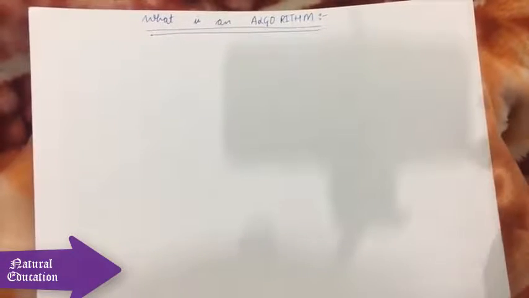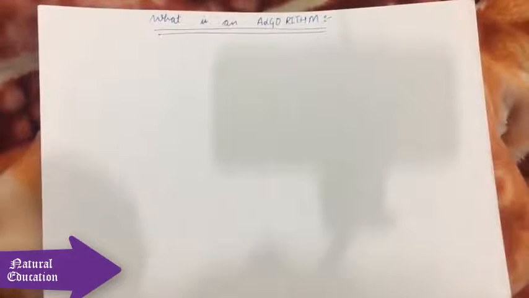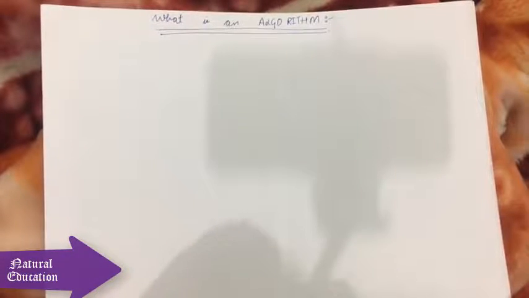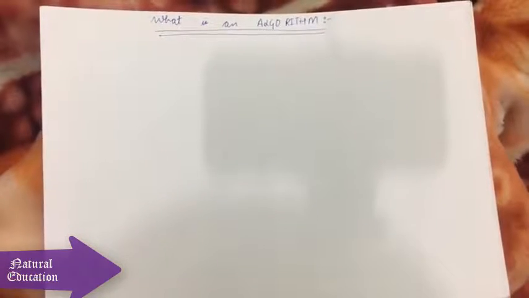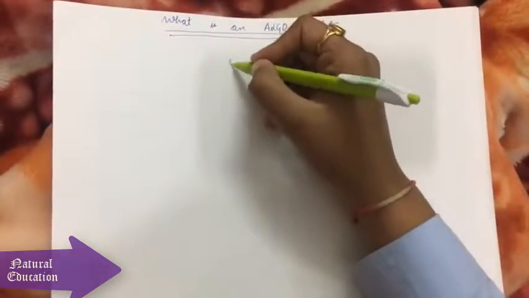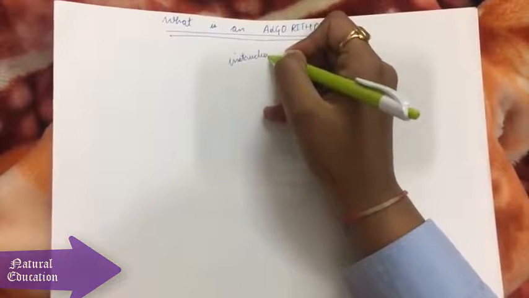Hello everyone. Today we are going to start the subject Design and Analysis of Algorithms, commonly called DAA. For this, first of all, let us know what an algorithm is. The proper definition of an algorithm is that an algorithm is a finite set of instructions that are used to achieve a particular task.